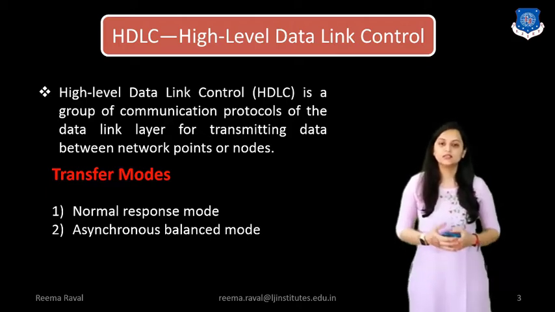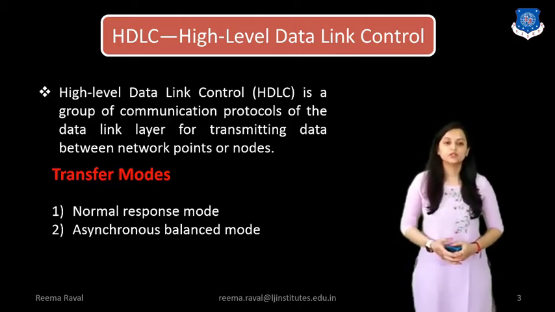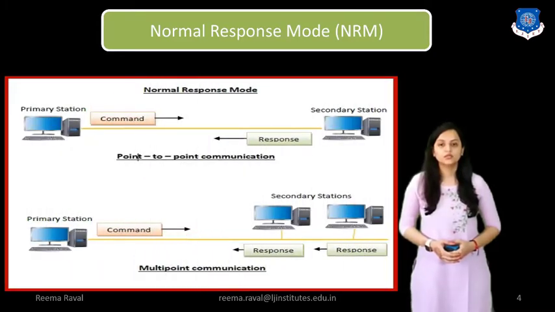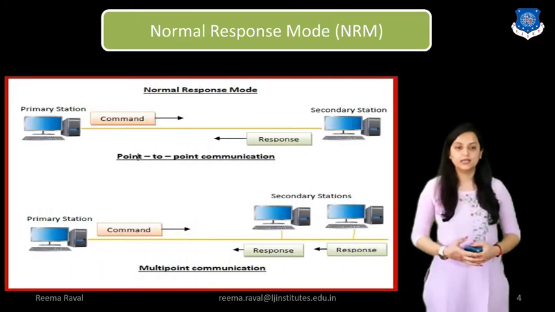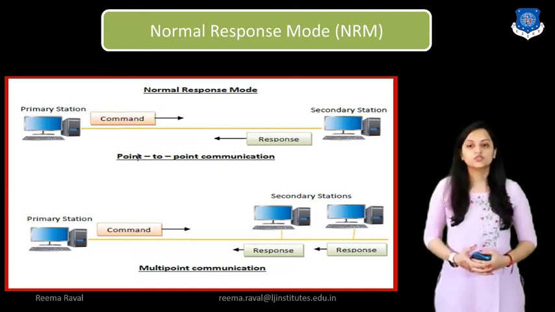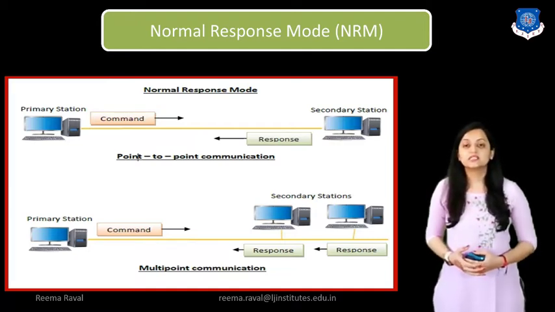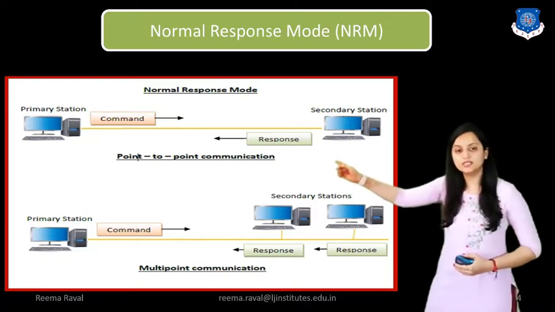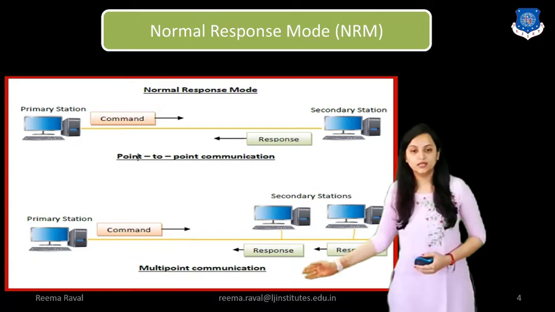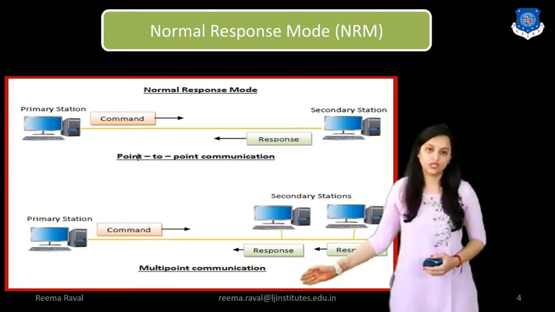Let us understand these modes in detail. First one is NRM, which is Normal Response Mode. Here the diagram is indicated for NRM. The first one is point-to-point communication. This indicates the first case, that is point-to-point communication, and here it indicates the multi-point communication.